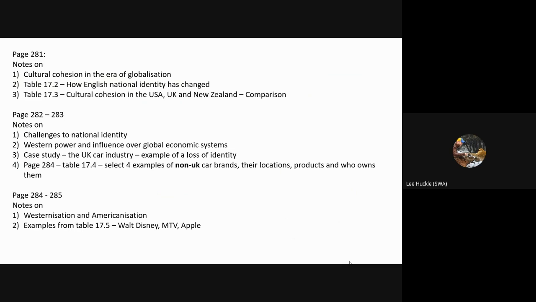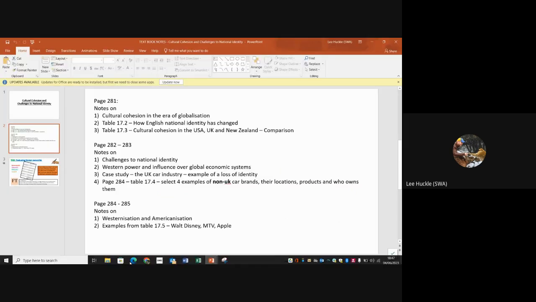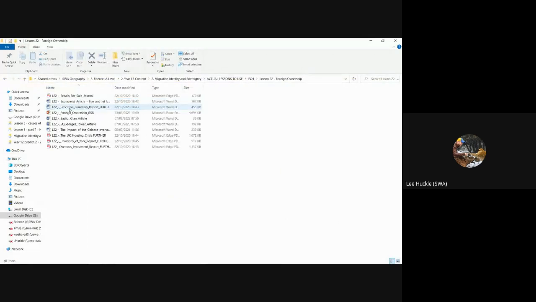Second set of pages was looking at challenges to national identity, the Western power and influence over the global economic systems, a case study looking at the UK car industry, and that's a really good example of a loss of identity because the UK car industry went into decline. And then a selection of four examples of non-UK car brands, their locations, products, and who actually now owns them. And to finish off, some notes on Westernization and Americanization, and then examples of Walt Disney, MTV, and Apple. Make sure you return to your detailed notes on those. So that was the second lesson of EQ4, which led in nicely to lesson 22, which is all about foreign ownership. Let's remind ourselves of what we did here.